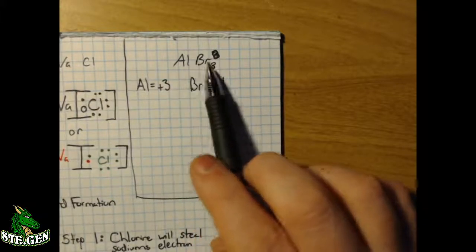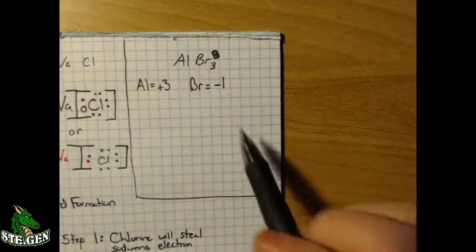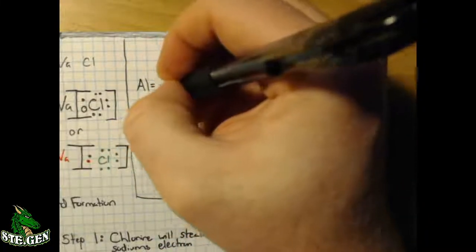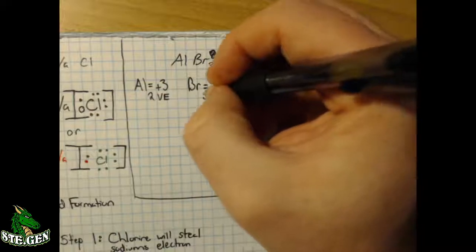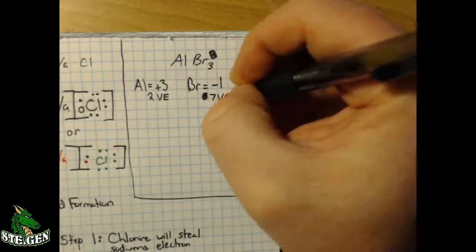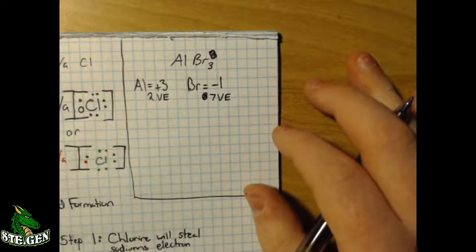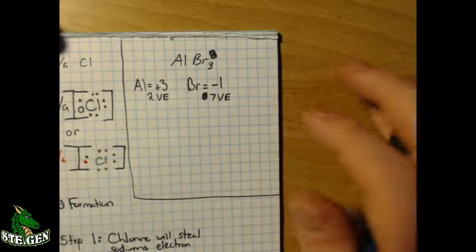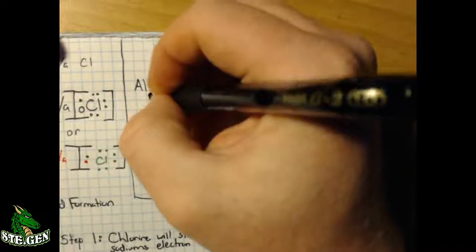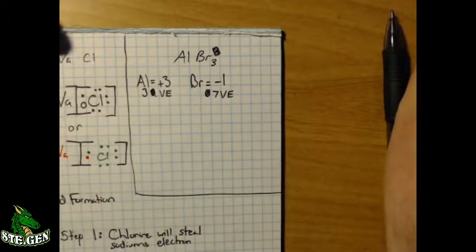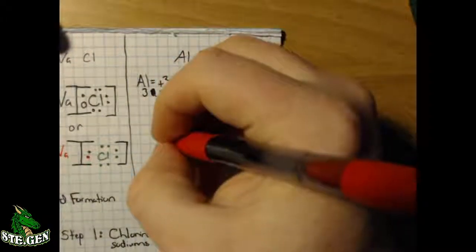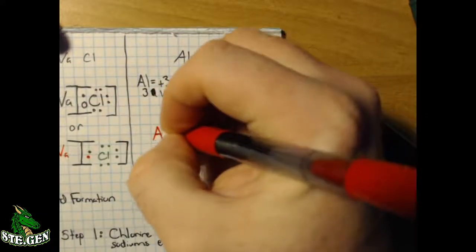Looking at the structure that it's going to make, or how it's connected to each other, our Al has 3 valence electrons, not 2, and our Br has 7 valence electrons. So what's going to happen here is we're going to have one Al, and I'm going to make this a little bit bigger this time.